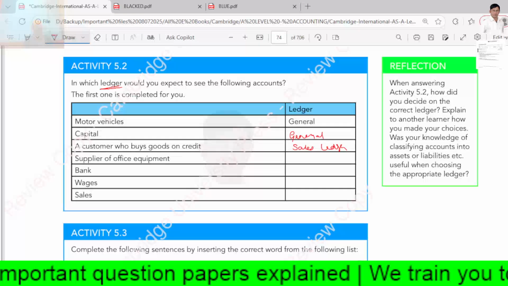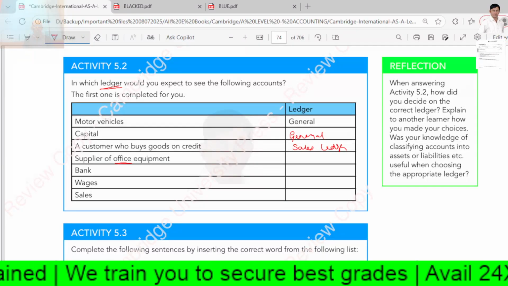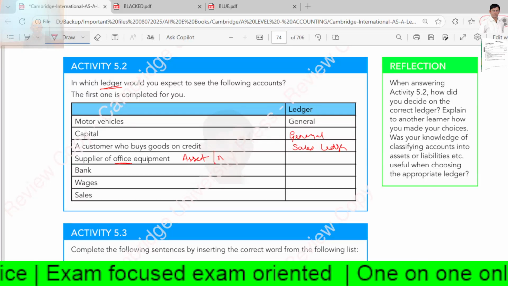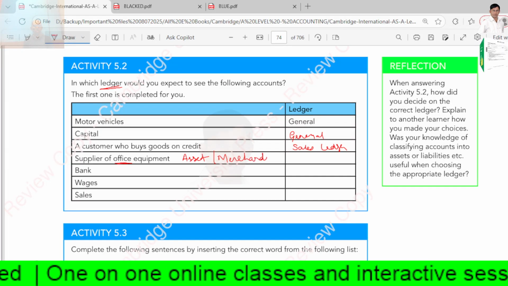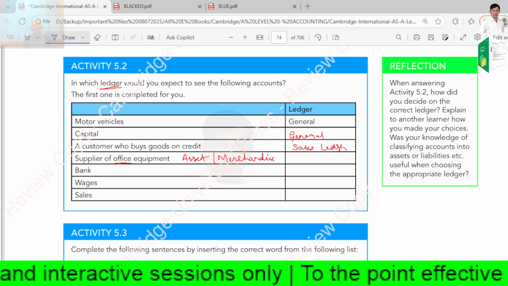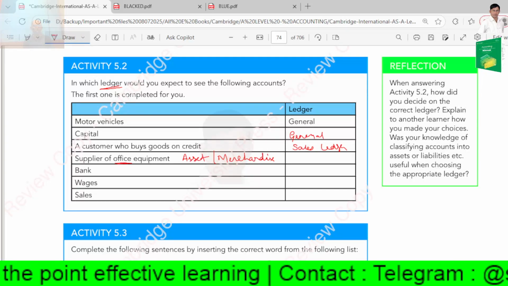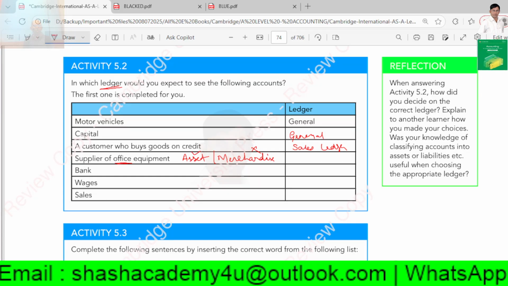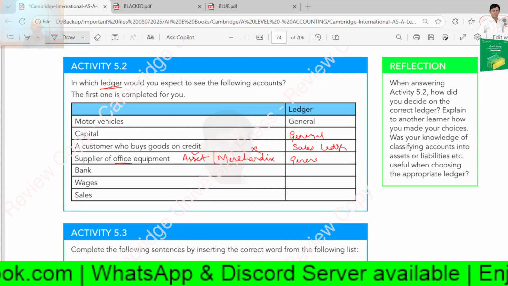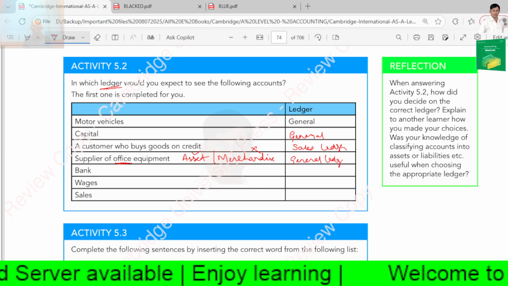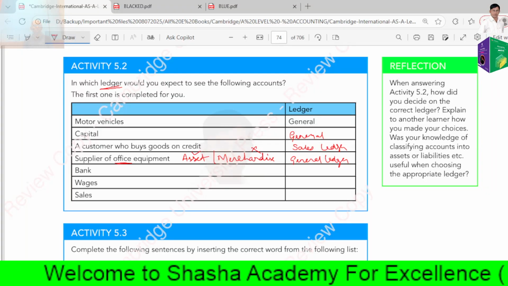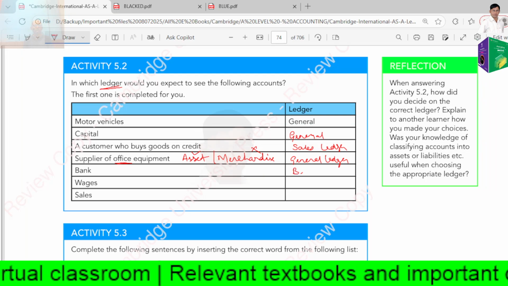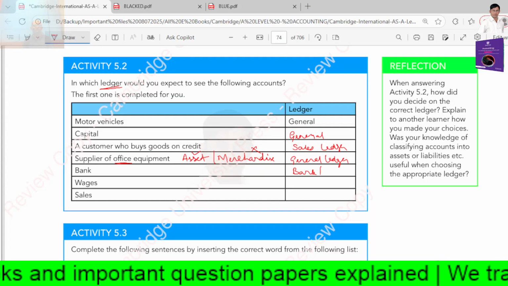But since it is not merchandise, it is office equipment, it is an asset. So we have to be careful. You have to ask yourself whether it is an asset or merchandise. Merchandise is what you buy to resell. When you purchase office equipment, it is not merchandise. You are buying it as an asset, so it will be recorded in the general ledger itself. It will not be recorded in the purchases ledger because it is not a purchase of merchandise. Be careful. Bank account will be recorded in the bank or cash book.